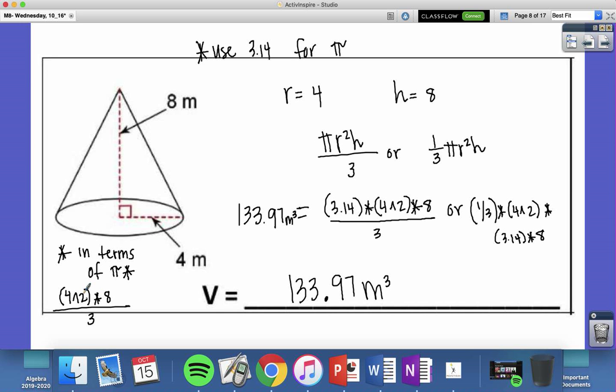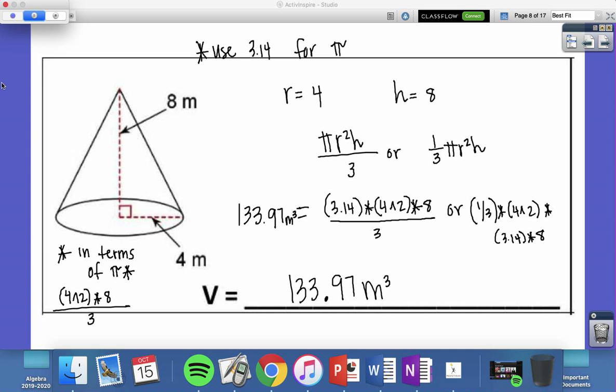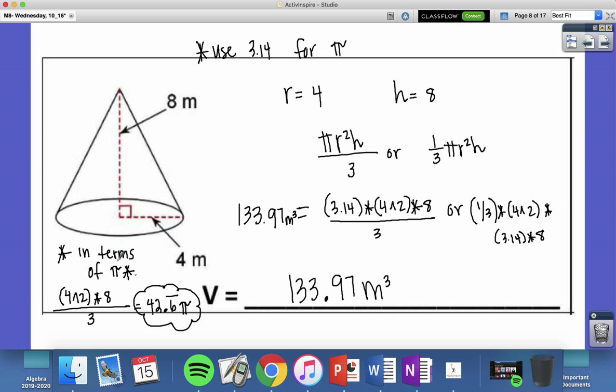So when I just work out the rest of the formula, we get 42.6 repeating. Yep, 42.6 pi. So 42.6 pi would be our answer in terms of pi. So you just have to, again, watch for the directions of how they want you to solve it.